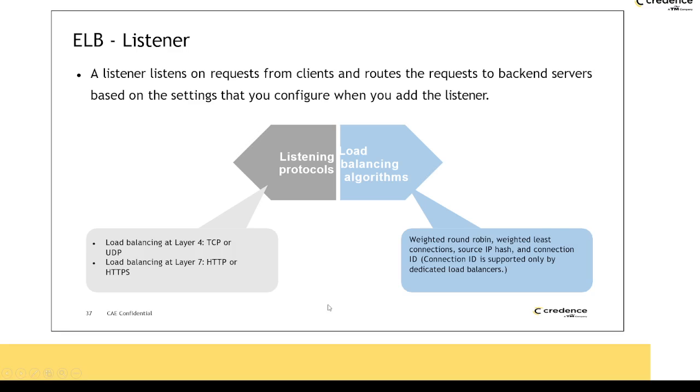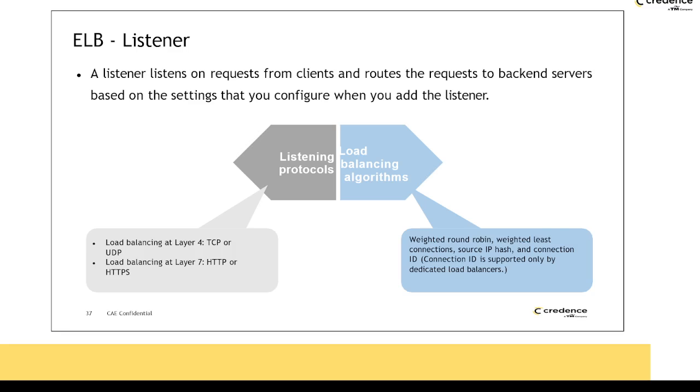Okay, next. So what is an ELB listener? It listens for requests from the client and routes the request to the backend server based on the settings that you configure when you add the listener. So let's say you have the listening protocol: at layer 4 we have TCP or UDP, and at layer 7 we have HTTP or HTTPS. The listener has a load balancing algorithm, might be round robin, weighted least connection, source IP hash, and connection ID, which is supported only by dedicated load balancers. So it will load balance based on the listening protocol and the algorithm.